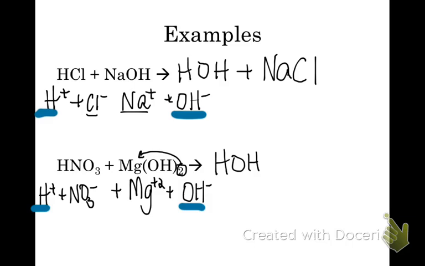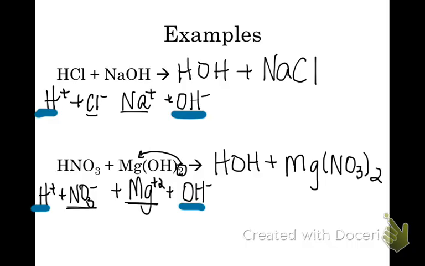HOH, and then we'll put together whatever's left over. So we have the NO3 minus and the Mg plus 2. The positive ion, the cation, always goes first. So we have Mg combined with NO3, so we have Mg(NO3)2.